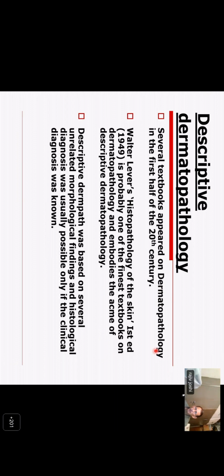It's fine. Walter Lever's Histopathology of the Skin. You may be familiar with this because this was one of the finest textbooks of dermatopathology and embodies the acme of descriptive dermatopathology. The first edition came out in 1949.